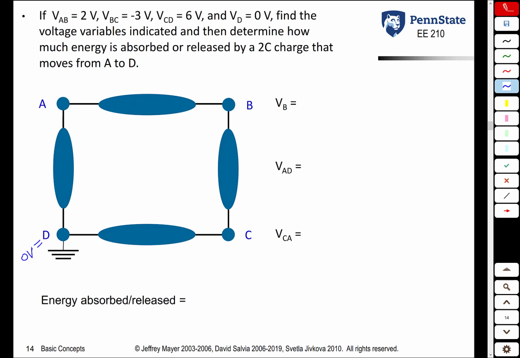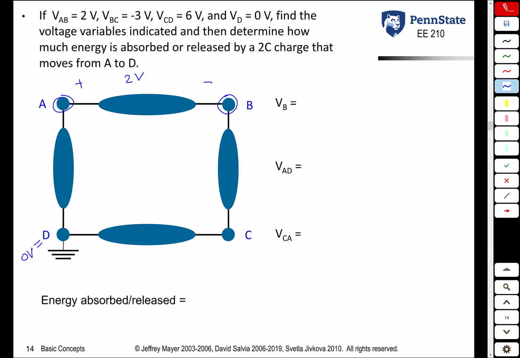And we're told a couple things. We're told that the relative voltage between nodes A and B is 2 volts. So in other words, we're saying that this point on the left is 2 volts higher than this point on the right.